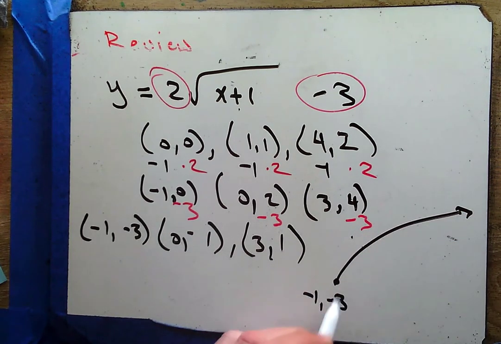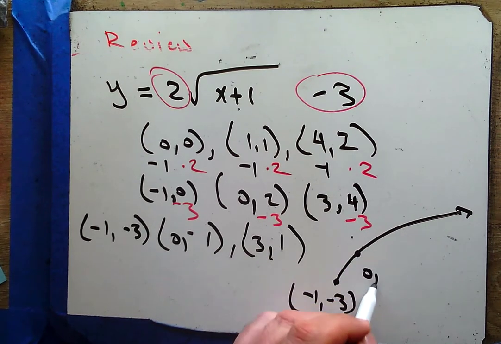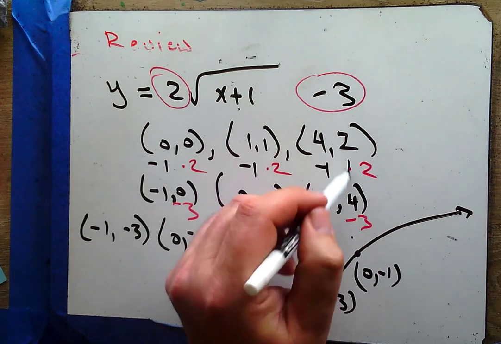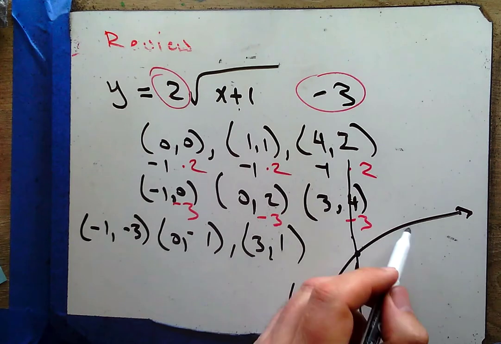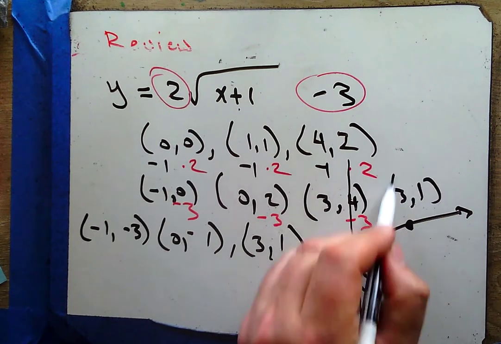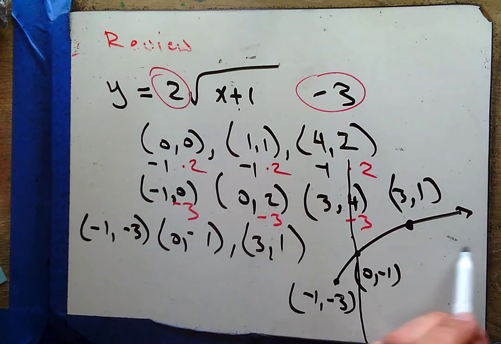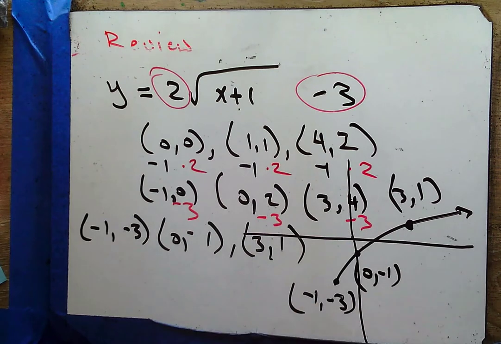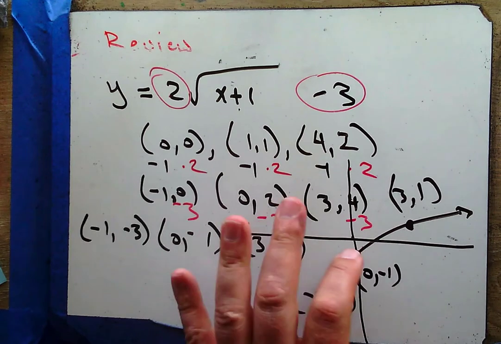Negative 1, negative 3, 0, negative 1, that's the y-axis, and 3, 1. And I know that halfway in between those will be the x-axis if you really want to graph it. Can we find what the x-axis is?